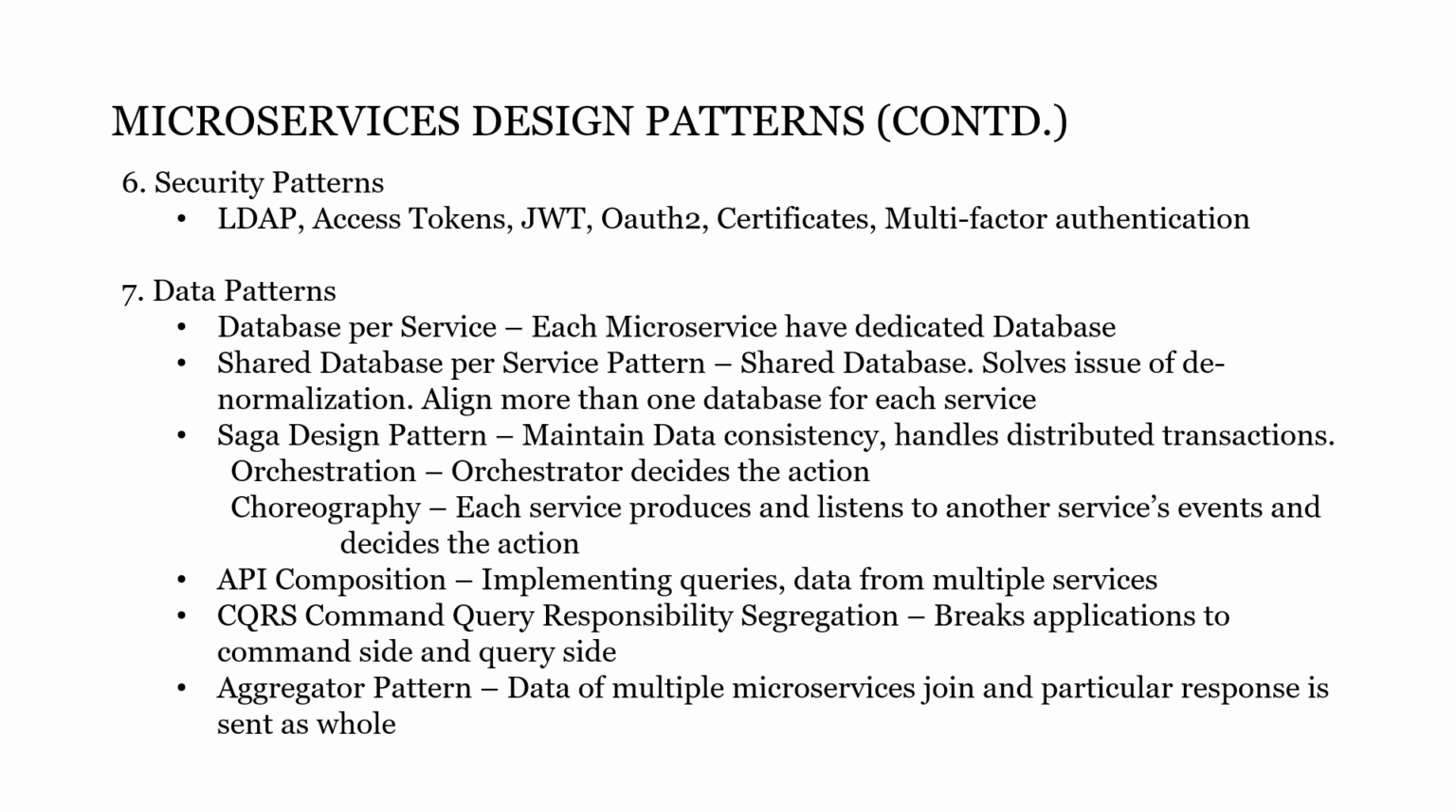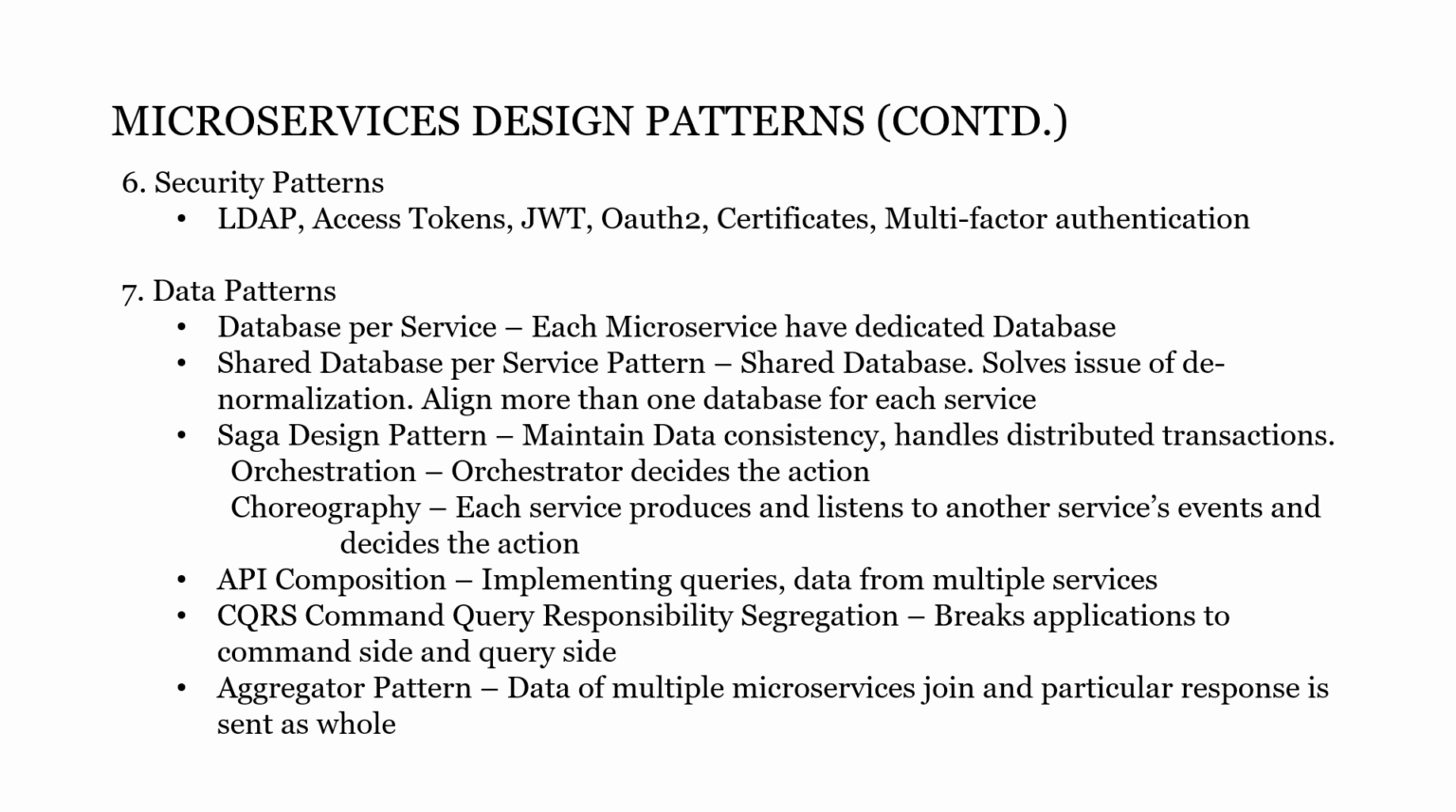So we can have database per service, wherein each microservice will have a dedicated database, which means that it can have a private table or a schema dedicated to that service, right? Next, it can have a shared database per service pattern, wherein more than one database per service can be aligned, and it resolves the issue of denormalization.